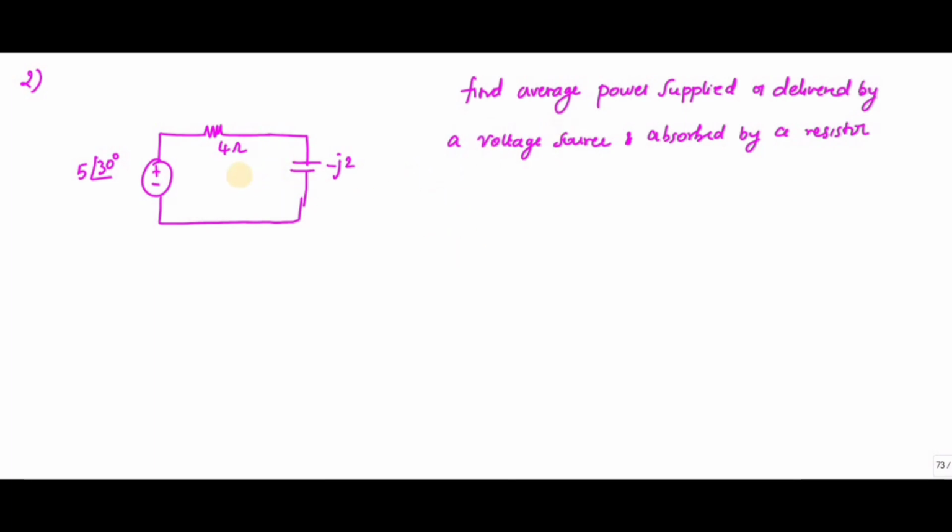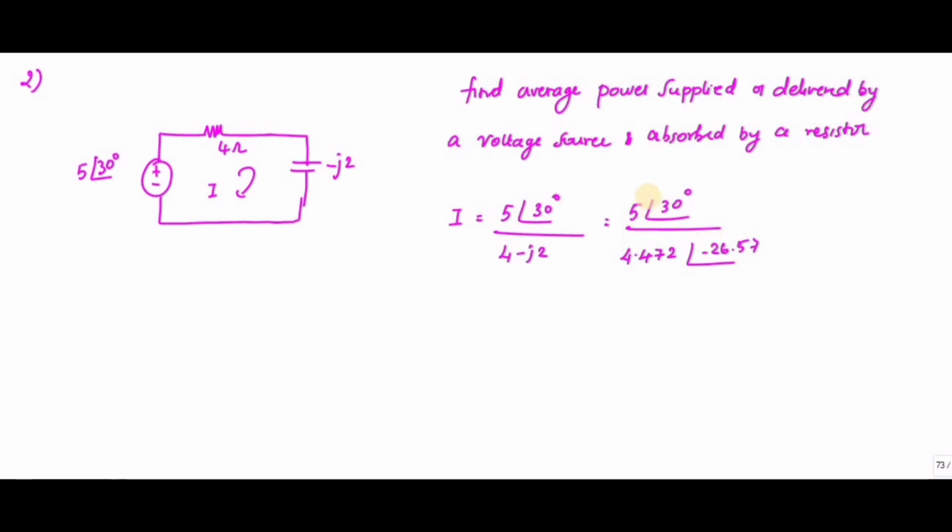So first here I have a voltage and one impedance, right? So I can find I is equal to V by Z, right? So V is 5 angle 30 divided by 4 minus j2. Here the denominator can be converted into another form, right? So it can be written as 4.472, angle minus 26.57. So these two get cancelled out and you will get 1.118. So 30 plus 26.57, that is nothing but 1.118 angle 56.57. So this is your I.